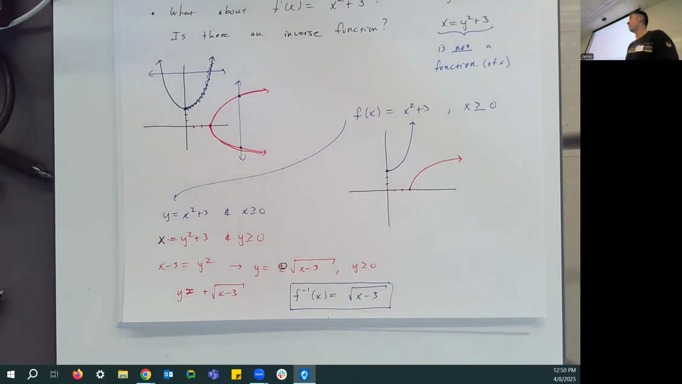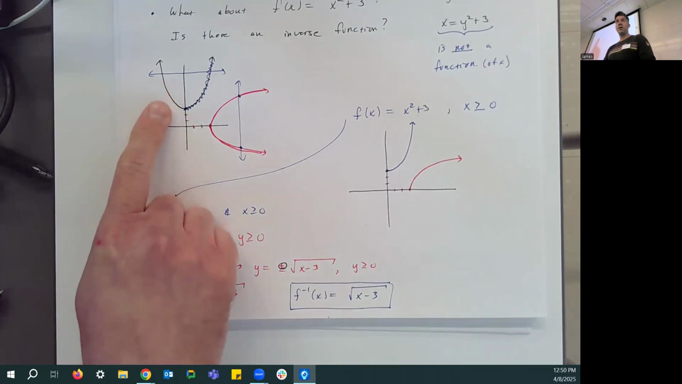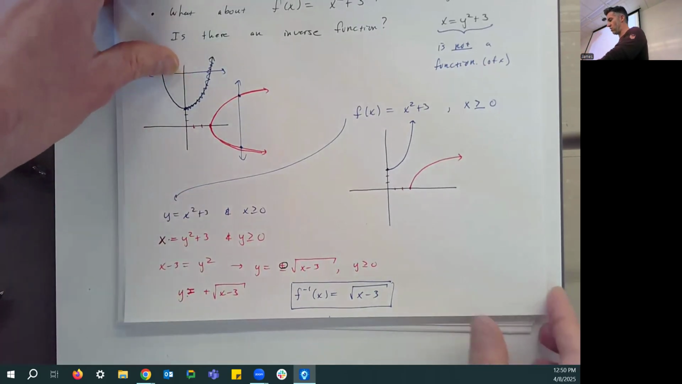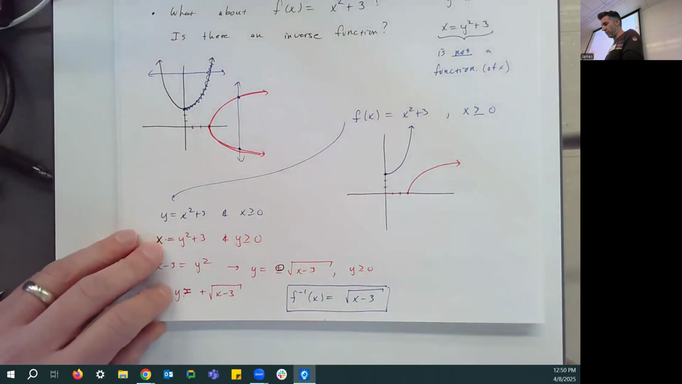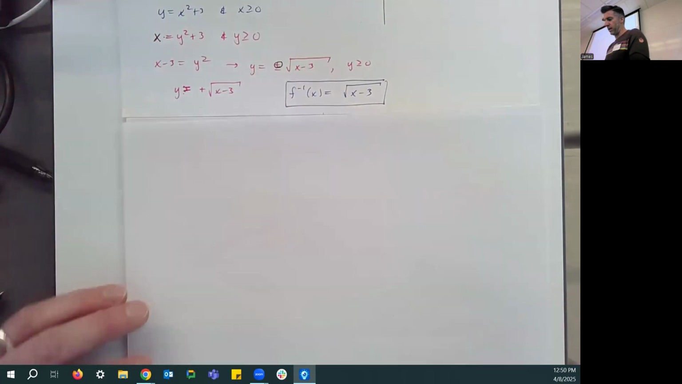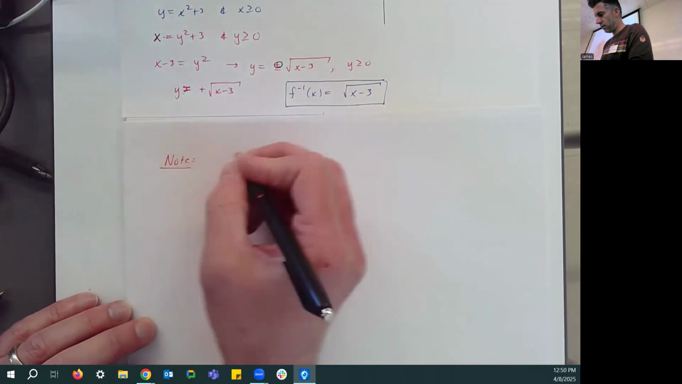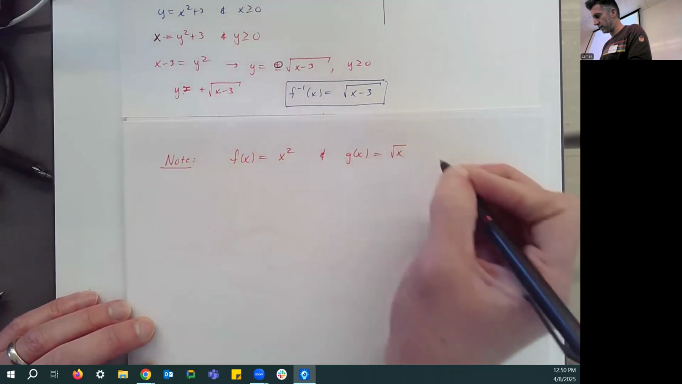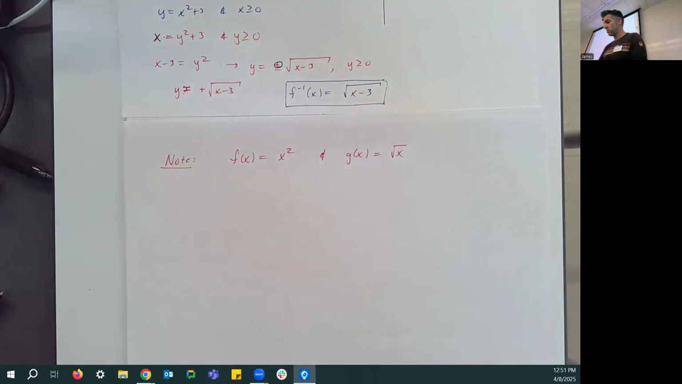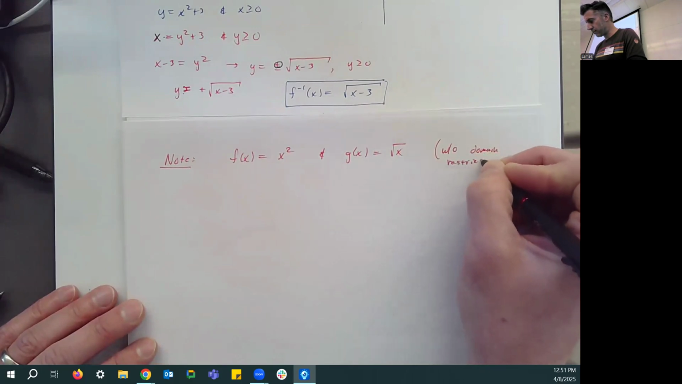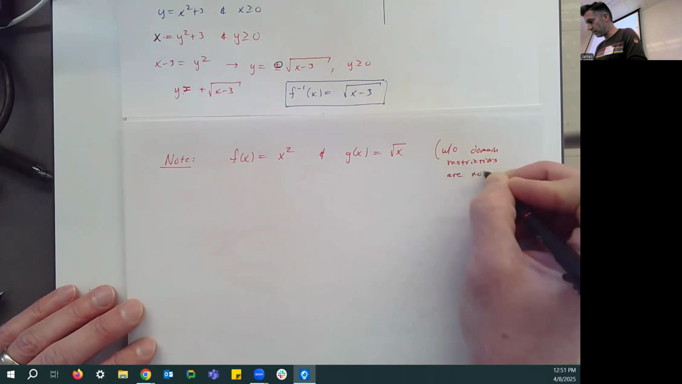But it required us to do some stuff, right? You can't just say that this original function is invertible. It's not. I'll say one more thing about this example, and then we will move on. Sorry for making it kind of weird here. But I just want to point out, note that f of x equal to x squared and g of x equal to the square root of x, without domain restrictions, are not inverses.